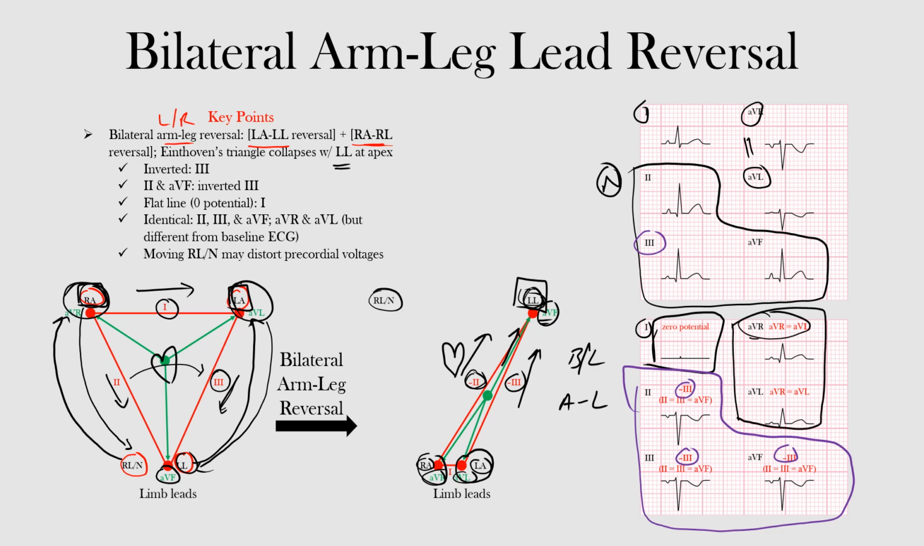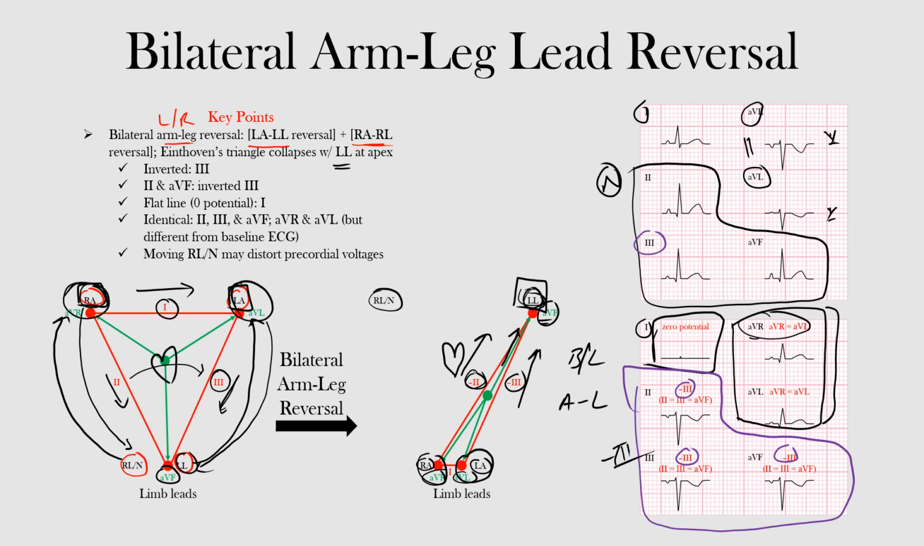And you can see how you can space those out. Lead 1 being the 0 potential, 2, 3, and AVF being inversions of lead 3, so these are all inverted lead 3, and then AVR and AVL pretty much being identical, but different from the original EKG. You can see that they're both different here, but they're identical to each other after this bilateral arm leg lead reversal.